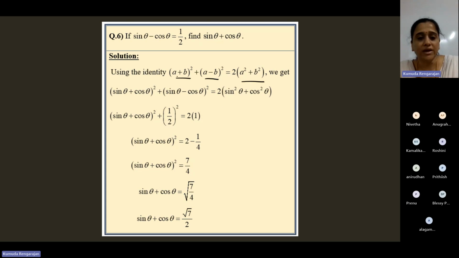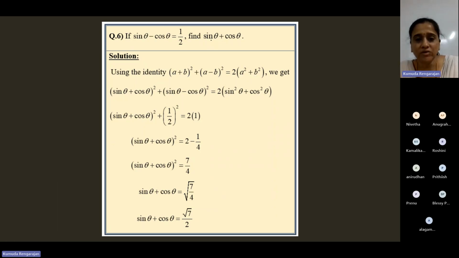So if you remember the identity, see here, I've written the identity here. Now for A, use sine theta. For B, use cos theta. That's all. A is sine theta, B is cos theta. A square is sine square theta, B square is cos square theta. Write the identity, and in place of A use sine theta, and in place of B use cos theta.